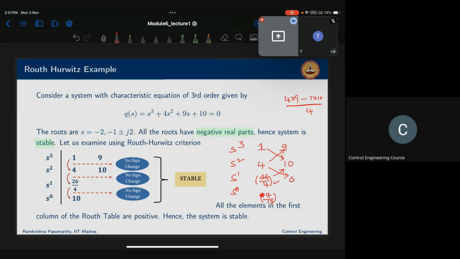Now you check the sign changes in this column. You can see here 1 to 4, no sign change. Then 4 to 26 by 4, no sign change. Then 26 by 4 to 4 by 10, no sign change. Hence the system is stable. Okay. So this is the basic example.